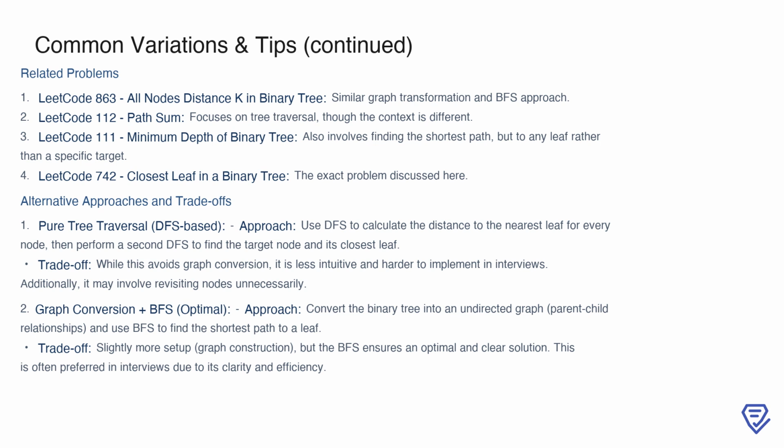Now, in terms of alternative approaches, one option is to stick with pure tree traversal and use a depth-first search to calculate the distance to the nearest leaf for every node. Then, you perform a second DFS to locate the target node and its closest leaf. However, this method can be less intuitive, harder to explain during an interview, and often involves revisiting nodes unnecessarily.